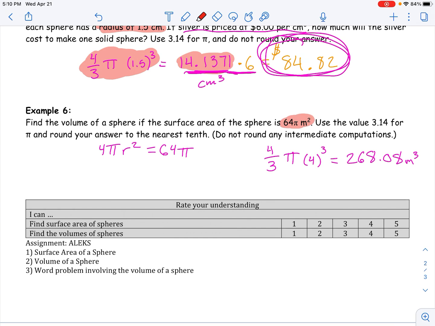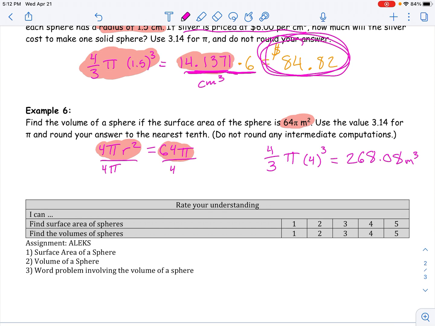Last example here. Find the volume of a sphere if the surface area of the sphere is 64 pi meters squared. We're finding the volume if they gave us the surface area. So I set up my surface area formula, and it said that's what the value of it was. So all I have to do again is solve for my radius, because that's, again, the only thing that I really need in order to find the volume.